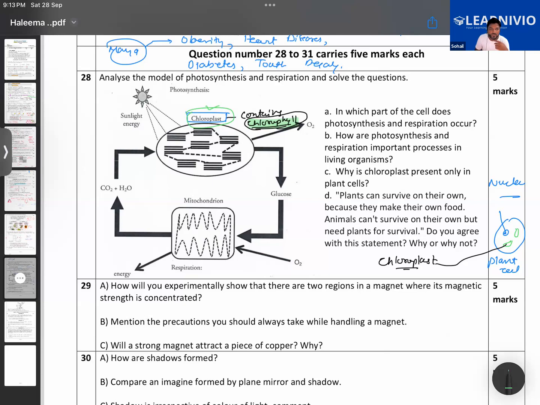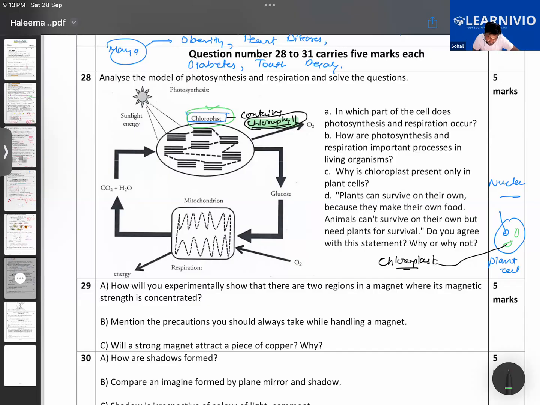We have answered this question as per this model of photosynthesis. So photosynthesis occurs in the chloroplast of the plant cells, and the chloroplast contains the chlorophyll pigment that absorbs the sunlight for performing photosynthesis.